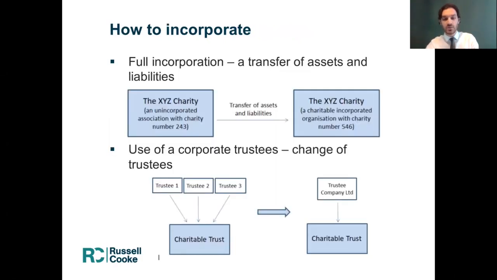So it's always a judgment call as to whether to incorporate or not. The board should consider that and go through some of the things we've talked about. If they do decide to incorporate, how does it work? How do they actually do it?